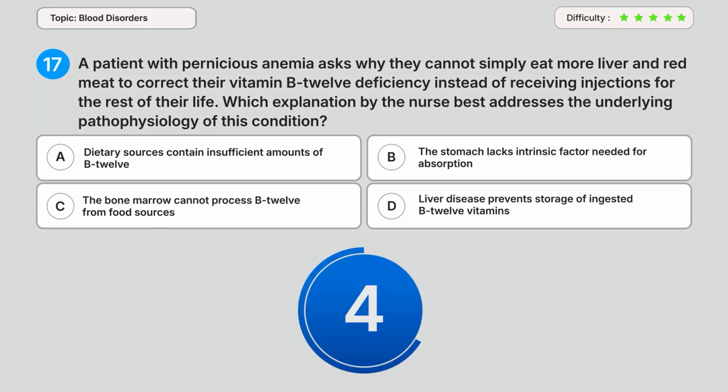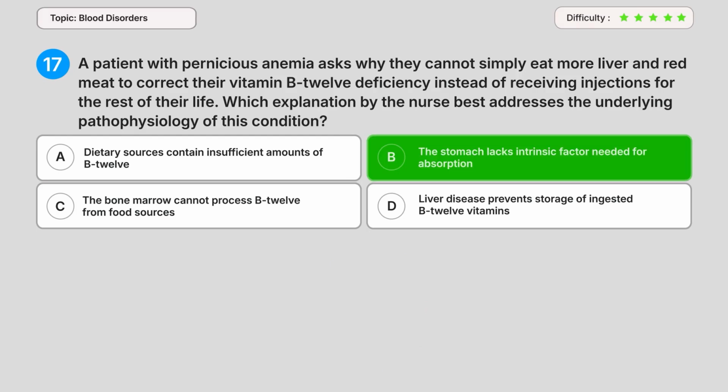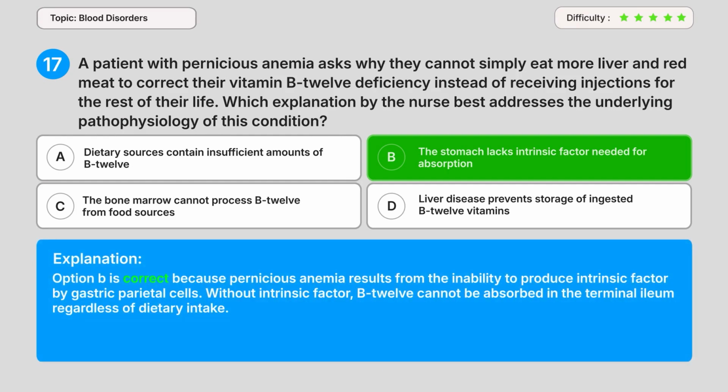What do you think is the answer? Correct answer: B. The stomach lacks intrinsic factor needed for absorption. Explanation: Option B is correct because pernicious anemia results from the inability to produce intrinsic factor by gastric parietal cells. Without intrinsic factor, B12 cannot be absorbed in the terminal ileum regardless of dietary intake.